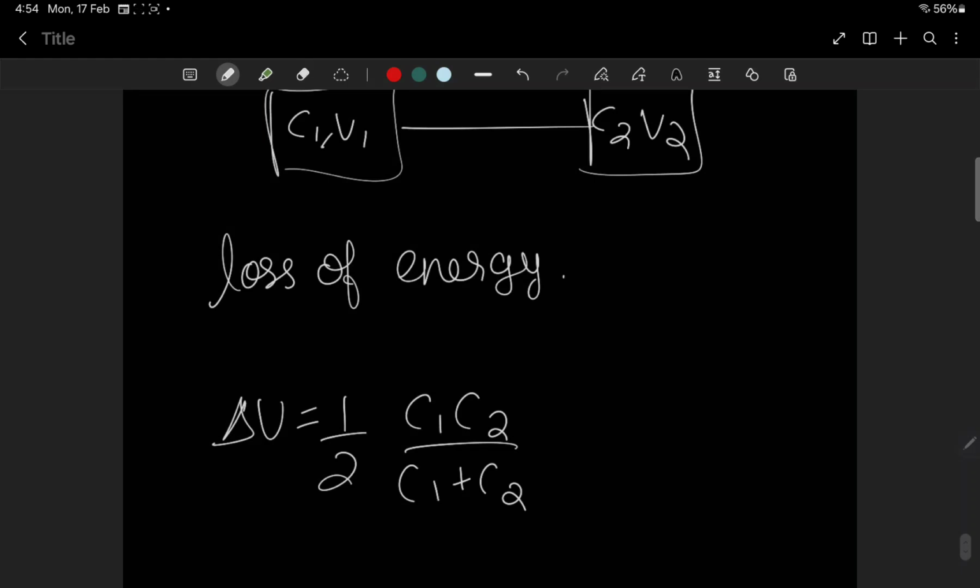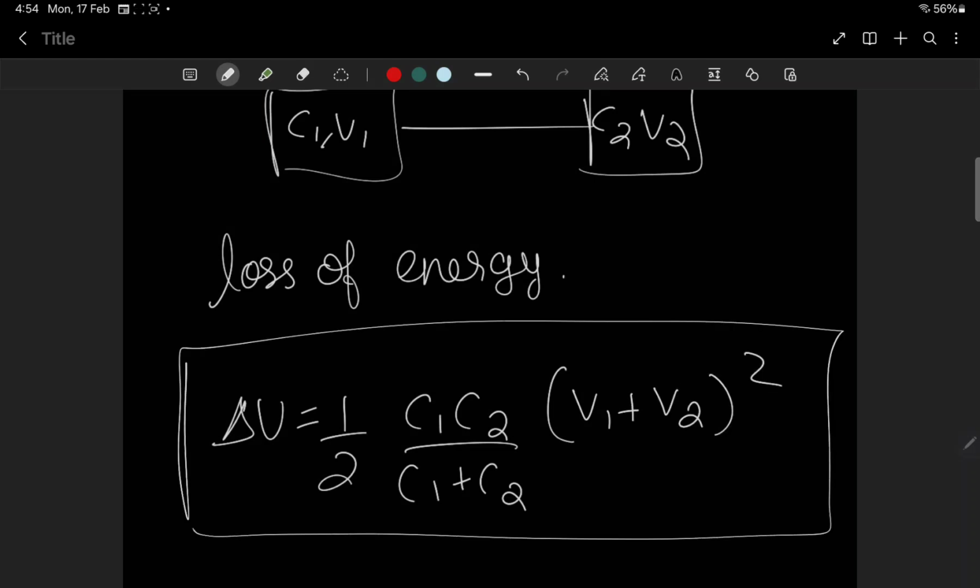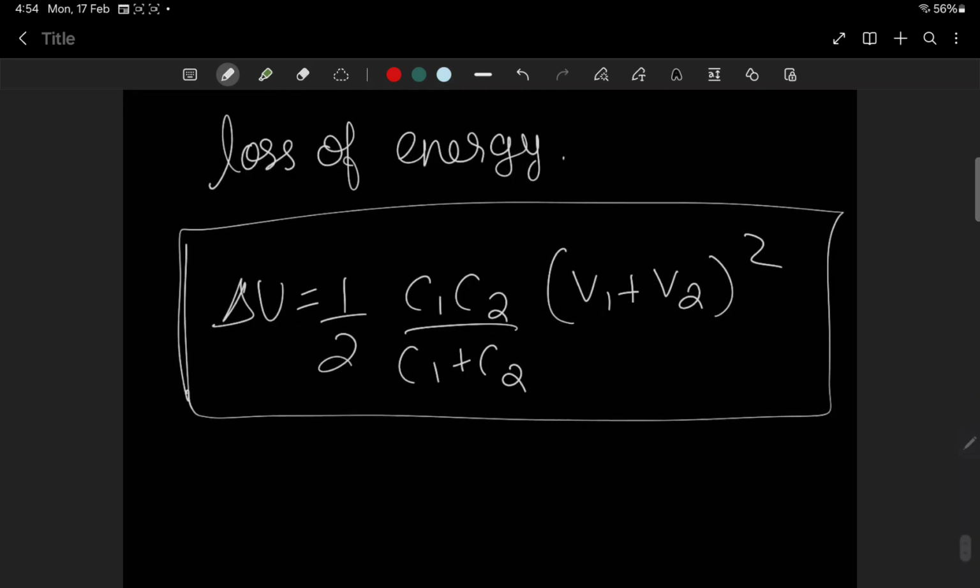So the capacitance becomes C1 C2 by C1 plus C2. Simple. And voltage, we should add them, V1 plus V2 whole square. Only this much. Just we kept in series and we derived the equation. No need to learn. If you have brains, you will derive it.